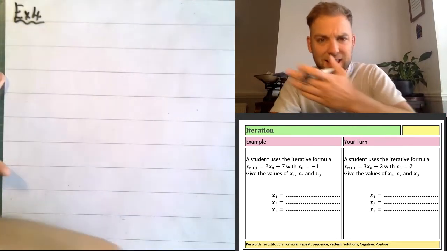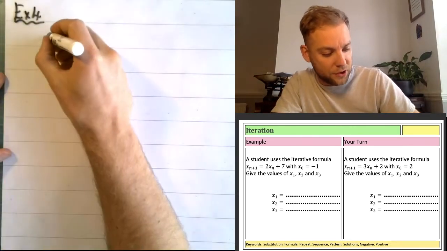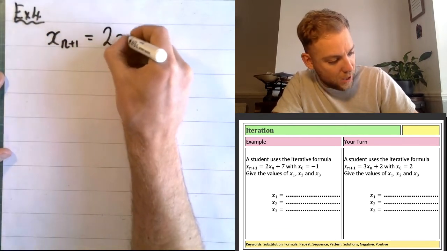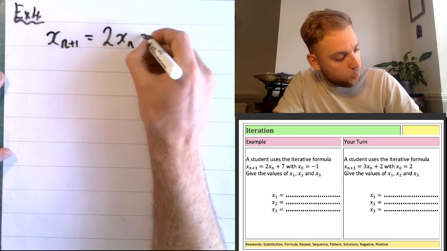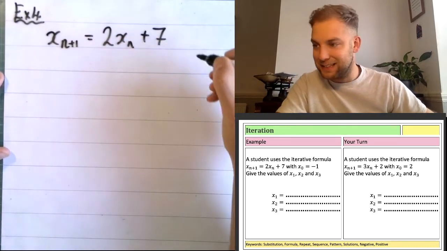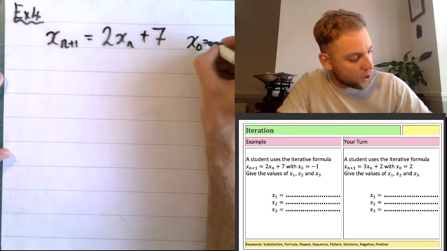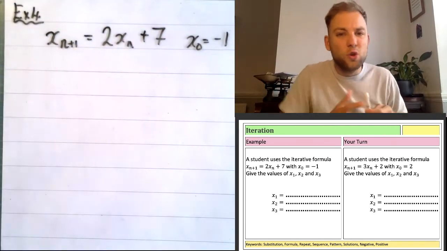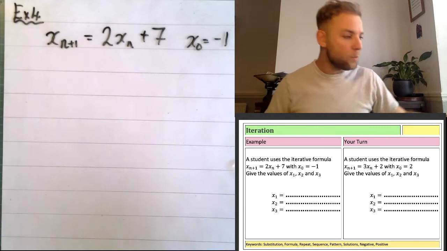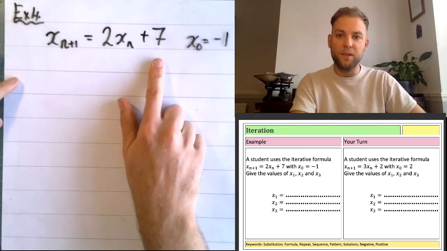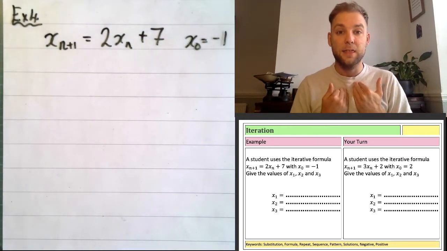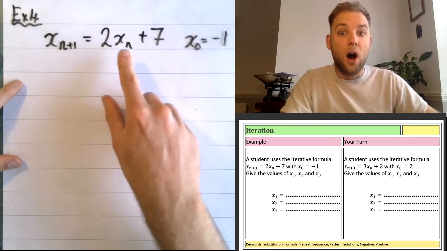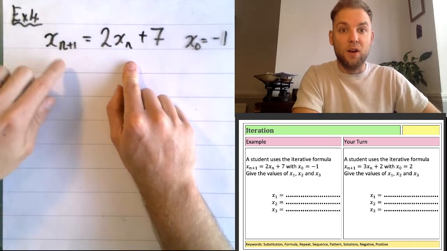So this is the rule that it gives you. X of n plus 1 is equal to 2x of n plus 7. And it says that x of 0 is equal to minus 1. Now, this here, it doesn't look like anything you've usually seen before. It doesn't come up very often in GCSE like this. But what this means is, now this is the bit that people find a little bit tricky. You notice this is x of n, and this is x of n plus 1.